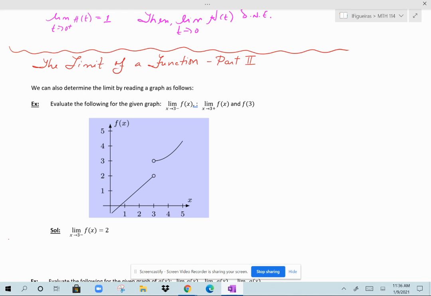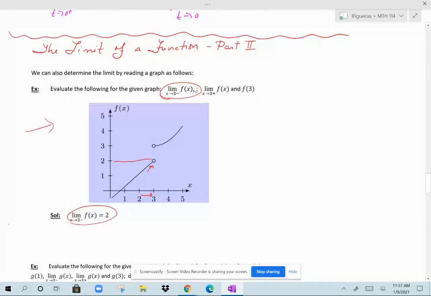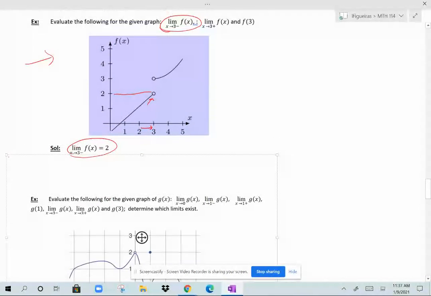Hi, this is part 2 of the lesson on the limit of a function. So let's continue with how to evaluate limits by reading a graph. So here's our example. I want to evaluate the limit as x approaches 3 from the left of f of x. So I go to the left of 3 and I follow the path of the y values. And you can see that as I get closer and closer to 3, my y value is approaching the value of 2. So the limit as x approaches 3 from the left is equal to 2.